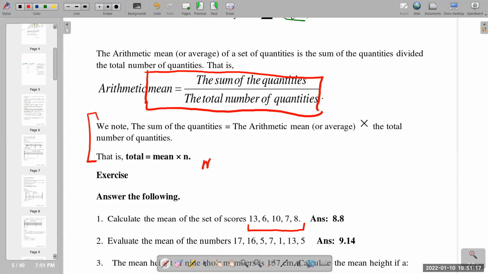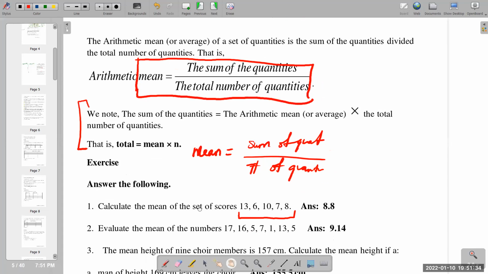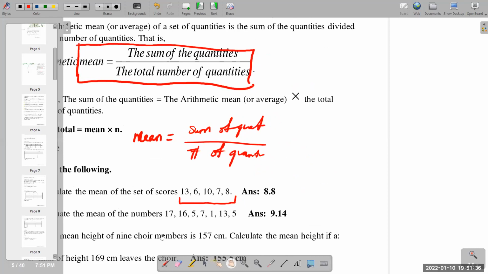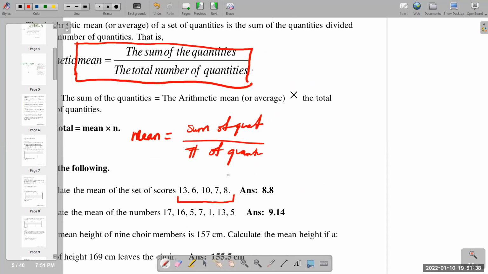Anytime you have a formula, what's the first thing you should always do? Write the formula, right? So mean is sum of quantities over number of quantities. So what should we do, guys? What we need to do first. How do we find the sum of anything? What does sum mean? And I hope y'all have your calculators on hand. Excellent. We're going to add.